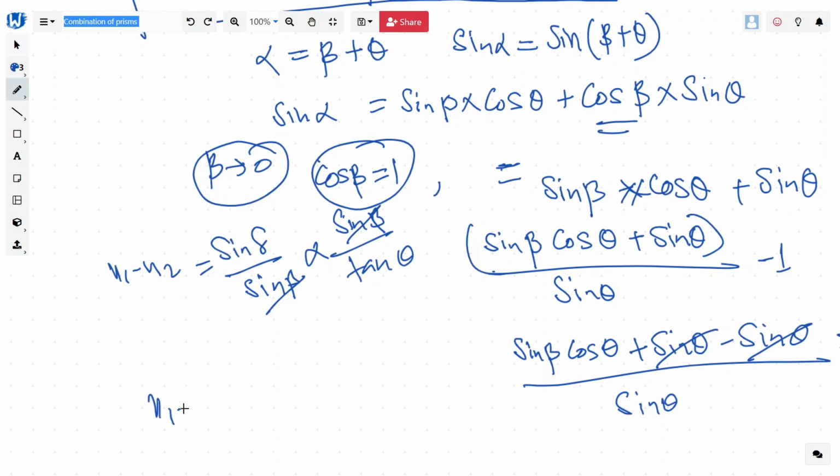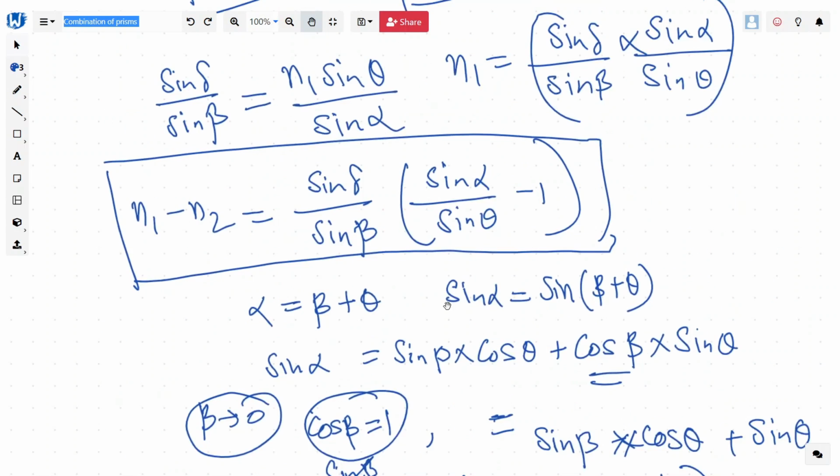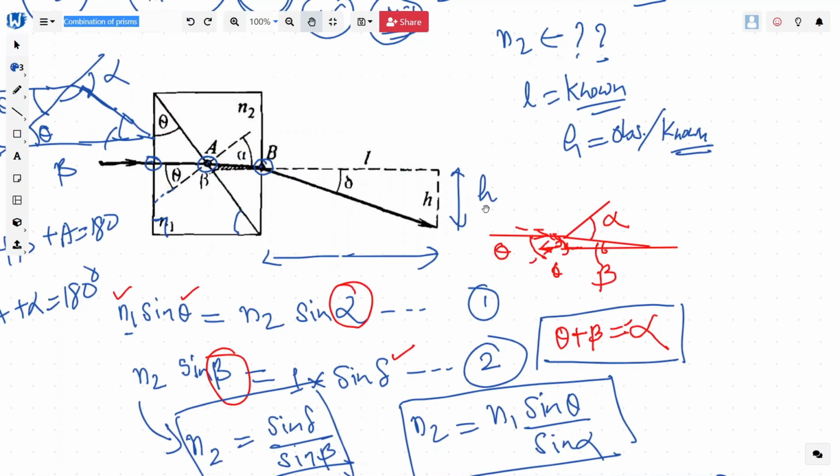Now we have n1 minus n2 for small angle beta is going to be equal to this. Okay, now we know that the deviation is also small, right? So this deviation which is happening here is also small. So in that case, we can simply write that for small delta, sine of delta is also equal to tan of delta, and is roughly equal to delta itself. So that is going to be h by L.